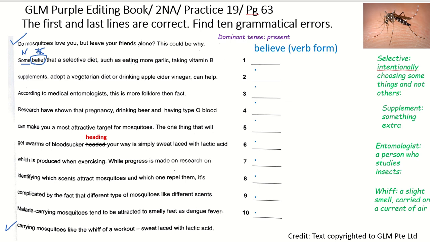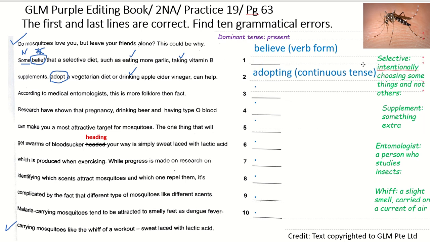A selective diet such as eating, okay, correct. Taking, correct. And this one, adopt. This is not adopting. Okay. A vegetarian diet or drinking apple cider vinegar can help. So you notice that this is in parallel structure. Everything is ending with ing, and this is not ending with ing. So the ing is also known as continuous tense of the verb because it indicates an action that is in progress. So adopting, A-D-O-P-T, ing, so that's continuous tense, suggesting that something is happening in progress. Okay.